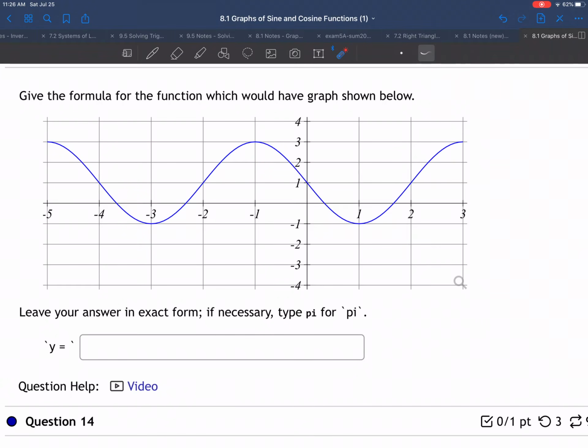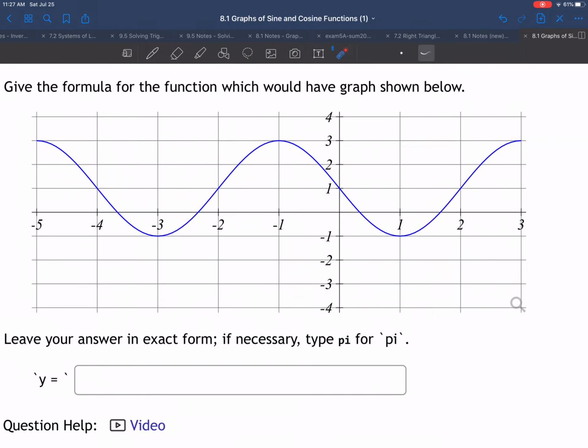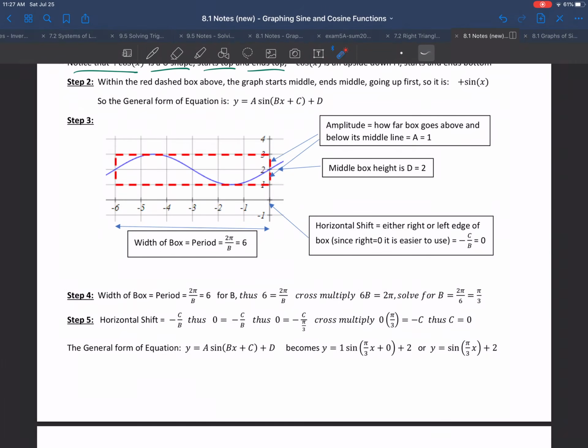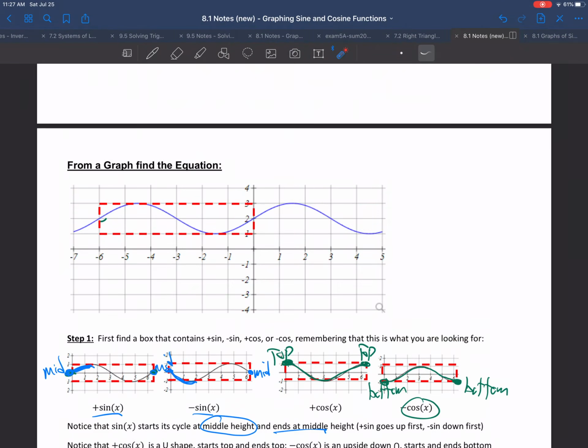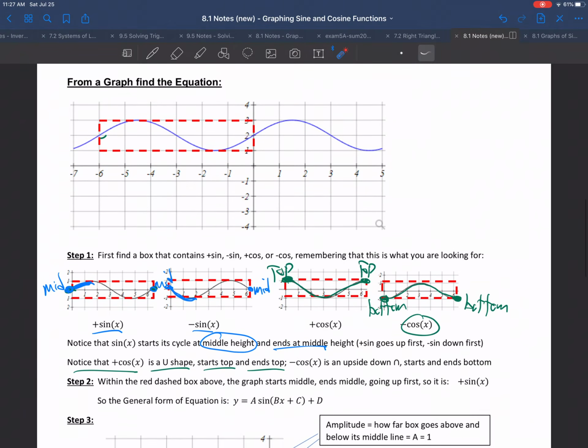Okay, so here we have an example in which they give us a sinusoidal graph and they want us to come up with the formula. So how do we do that? Well, let's go back to the notes that I've sent you. So the notes for this situation, from a graph, find the equation, find the formula. So how do we do it?